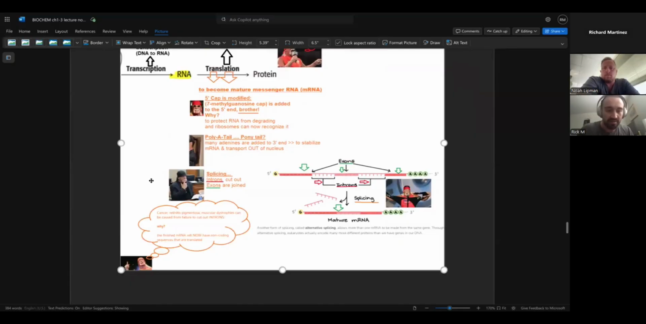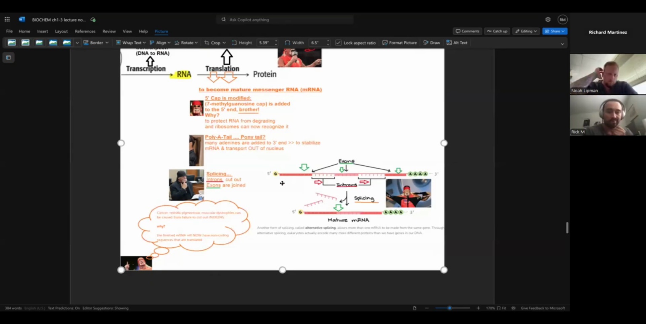There's some stuff in here. Let's go over this last portion. So it says, how can I put it here? So cancer, retinitis pigmentosa. It's just kind of seeing fuzzy, like fuzzy-ish. You can eventually go blind in your eyes. It's kind of similar to astigmatism, but it just keeps getting worse and worse and worse. Or muscular dystrophy can be caused from failure to cut out these introns.